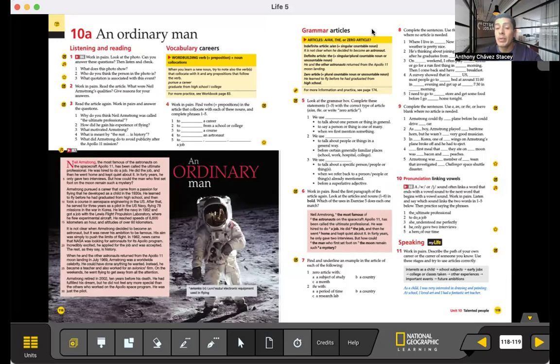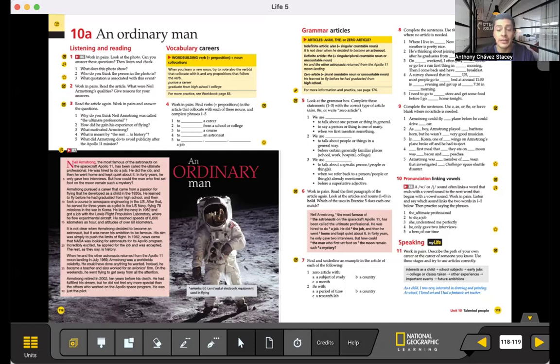We need to practice some pronunciation with linking vowels. We need to check five examples to practice these vowels. And finally, we will have some speaking in order to practice with some peers. Let's start working on this first section.